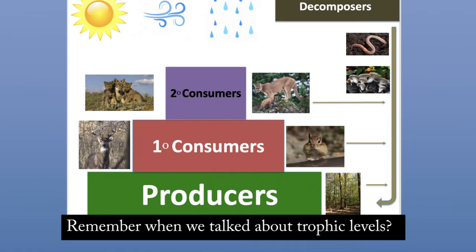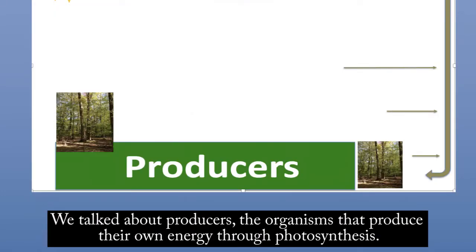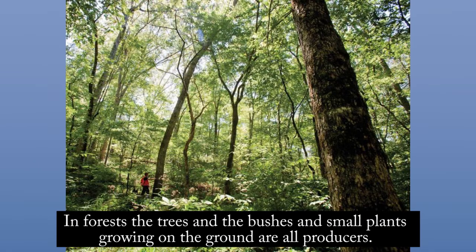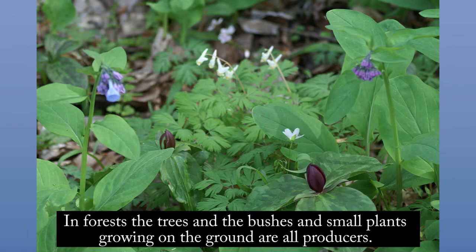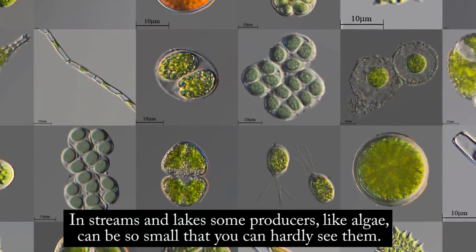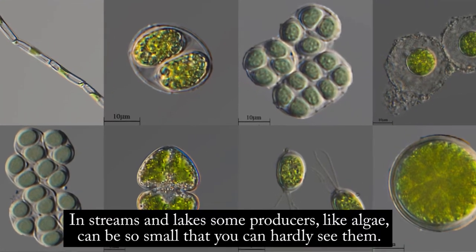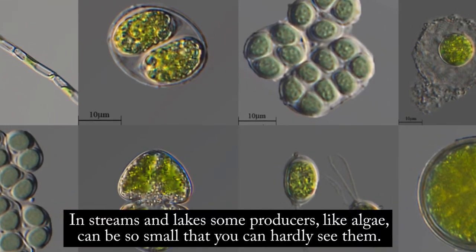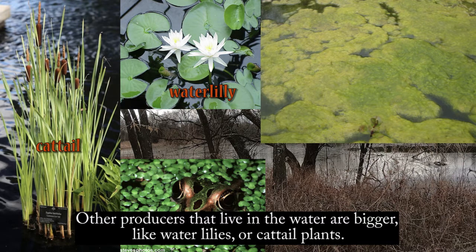Remember when we talked about trophic levels? We talked about producers, the organisms that produce their own energy through photosynthesis. In forests, the trees and the bushes and small plants growing on the ground are all producers. In prairies, the grasses and other plants that have beautiful flowers are the producers. In streams and lakes, some producers, like algae, can be so small you hardly see them. Other producers that live in the water are bigger, like water lilies or cattail plants.